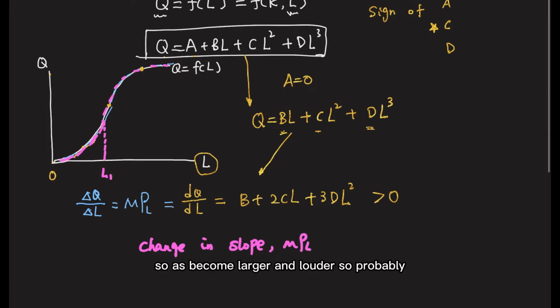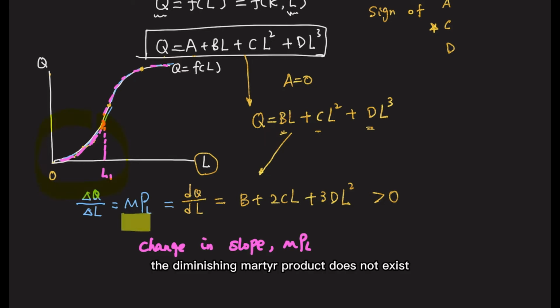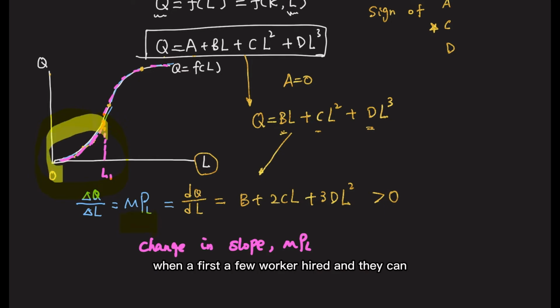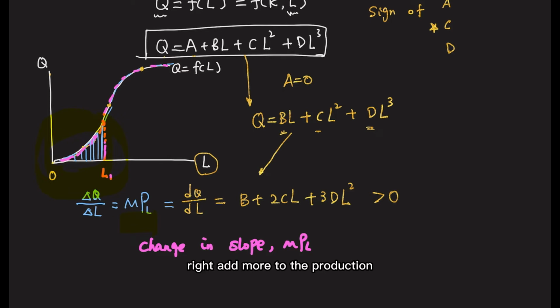It becomes larger and larger. So we know that diminishing marginal product does not exist immediately after the first worker is hired. When the first few workers are hired, they can divide tasks, do teamwork, and work more productively. So each additional worker adds more and more, and marginal product of labor is actually increasing. Hire one more worker, and one additional worker can produce more and add more to the production.